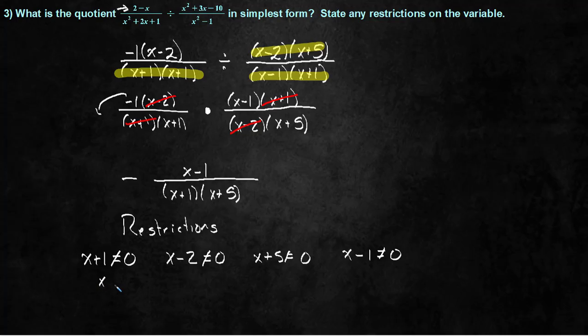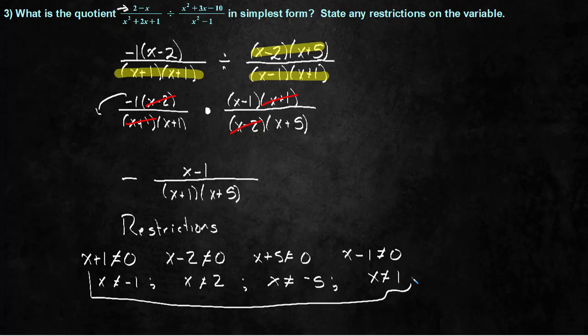And so that gives me x can't equal -1, x can't equal 2, and x can't equal -5. And so those are the things that I cannot plug in for x. This fraction is true as long as these values are not used.